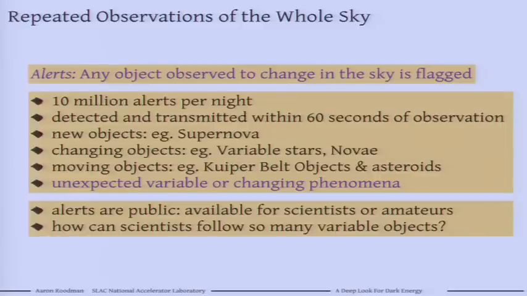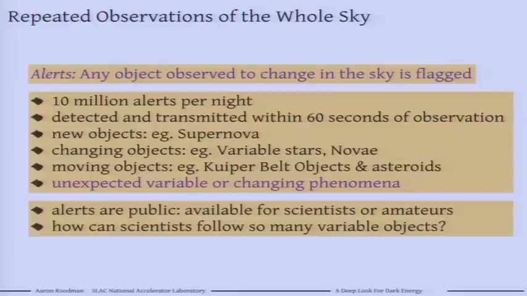What would those changes be? Well, one is new objects, things that just didn't exist before. Supernova are a great example. We'll detect literally thousands and thousands of different kinds of supernova. Another thing are objects that are there, but they change. Variable stars are a good example. There's no lack of variable stars in our own galaxy or in nearby galaxies that are interesting to study.